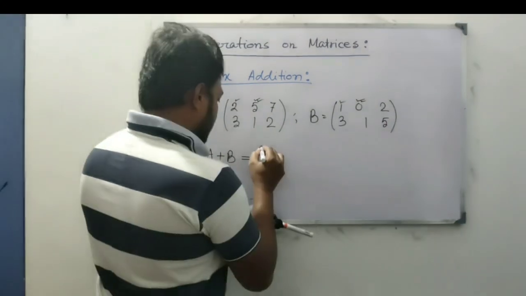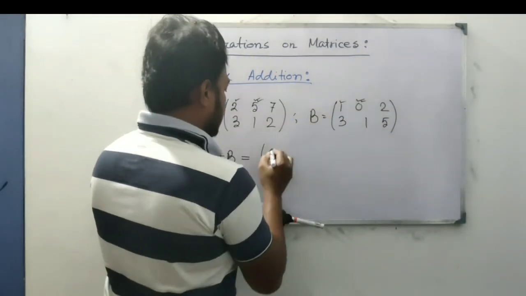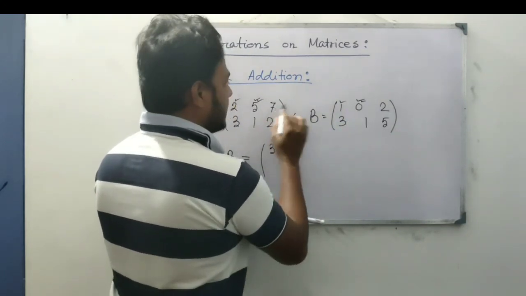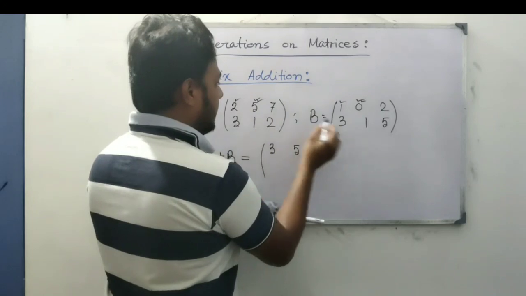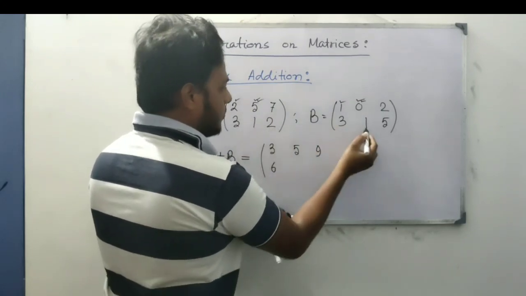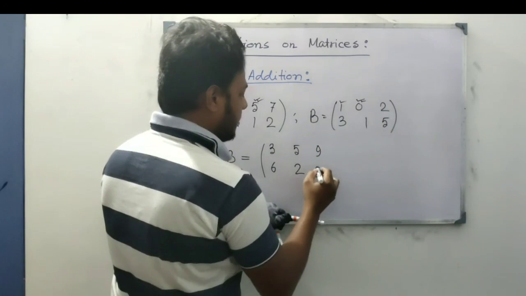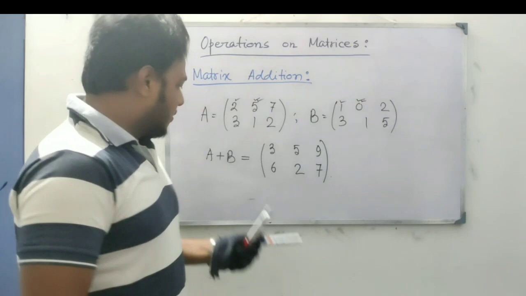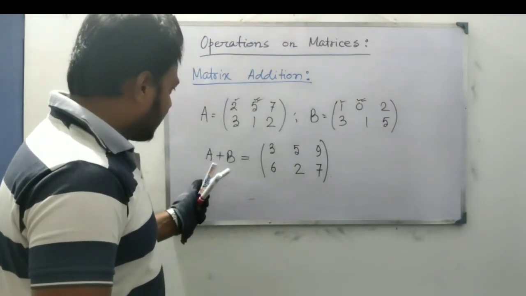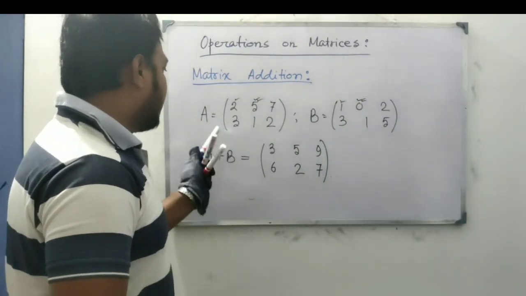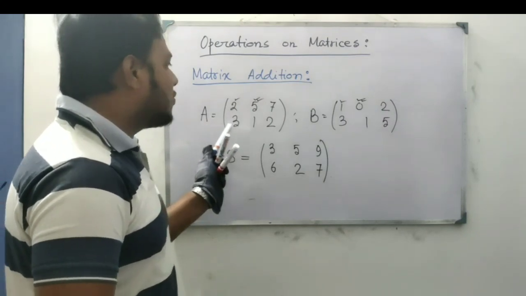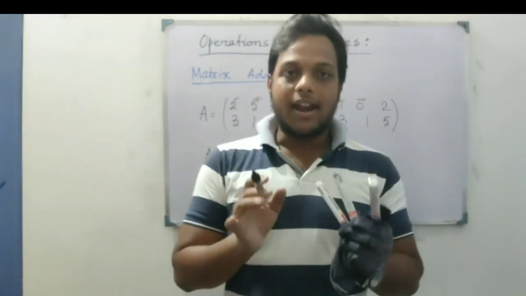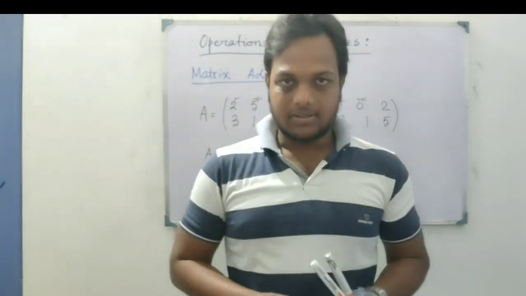So A plus B will be 2 plus 1, that means 3, 5 plus 0, that means 5 itself, 7 plus 2, 9, 3 plus 3, that means 6, 1 plus 1, 2, and 2 plus 5, 7. So this is the addition of two matrices A and B. Clear? Hope you get the idea of how to add two matrices. So in simple terms, matrix addition means we have to add the corresponding entries of two matrices.